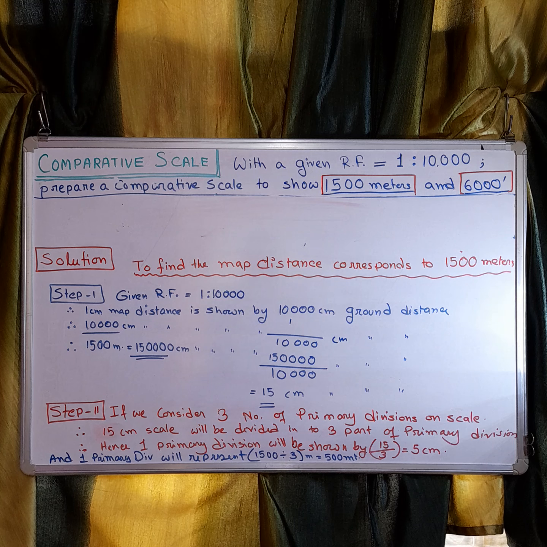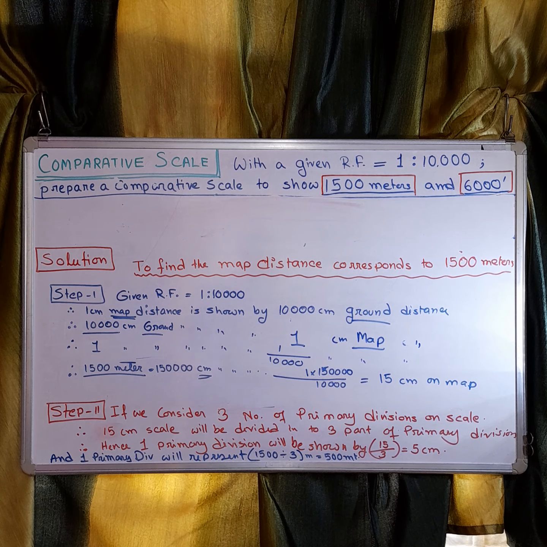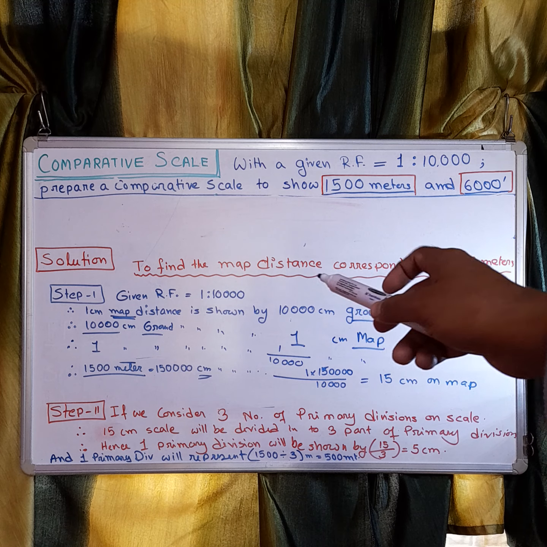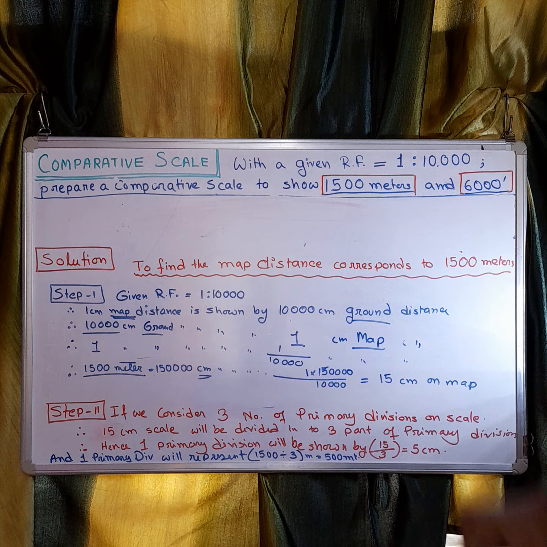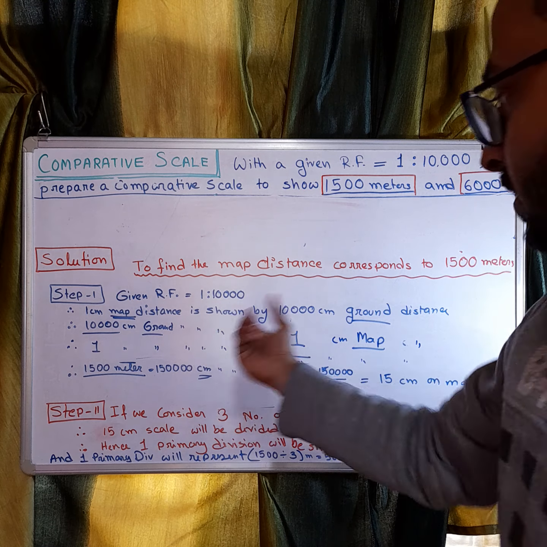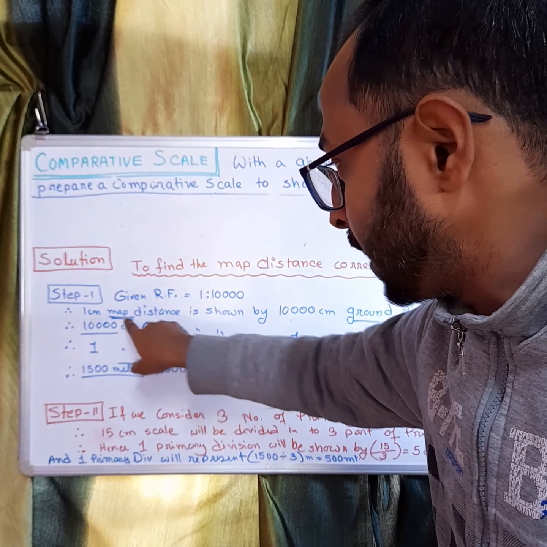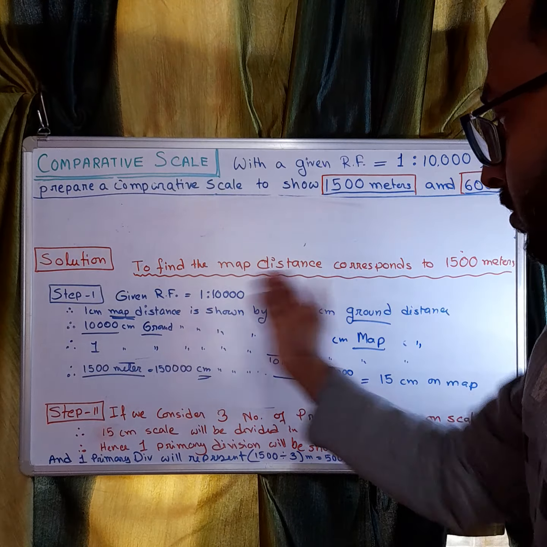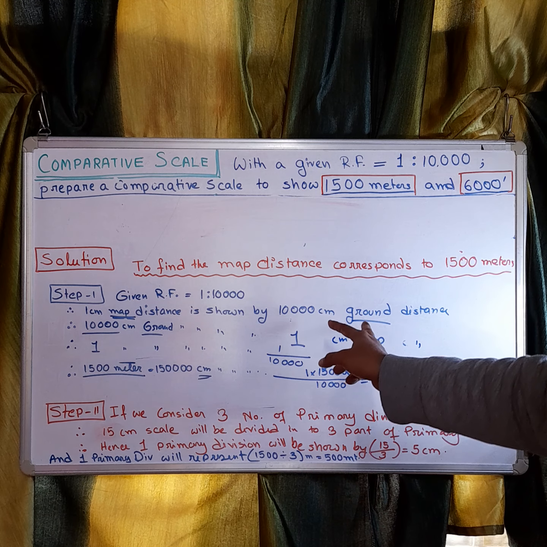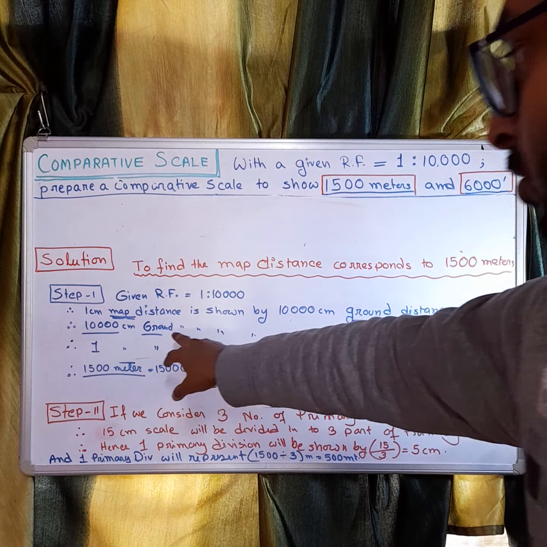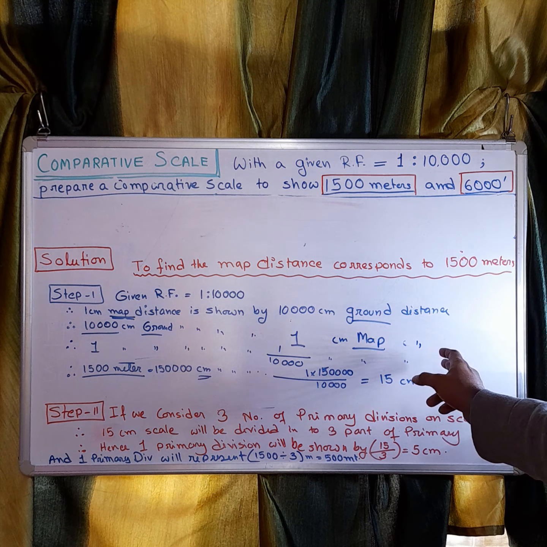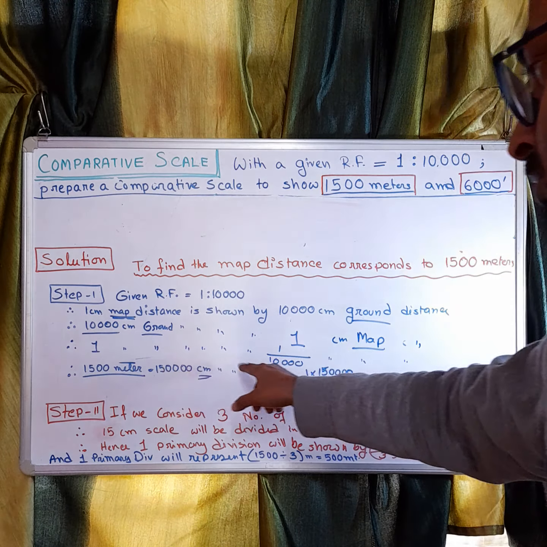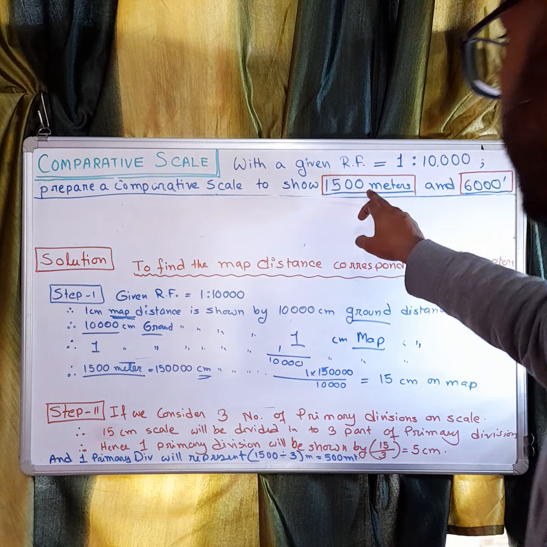In the step 1, the given RF is shown, and from the given RF here we are observing that 1 centimeter map distance is shown by 10,000 centimeter on the ground. We can write it like that, and if we reverse that, 10,000 centimeter on ground, here the map and here the ground, we are moving that segment here and moving that segment here, just reversing that. Now 10,000 centimeter on the ground is shown by 1 centimeter on the map. Very simple. So 1 centimeter on the ground, here mathematically we can write it that, and here bring that value.